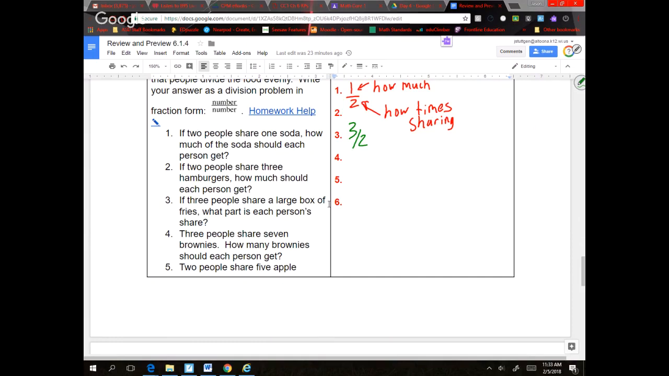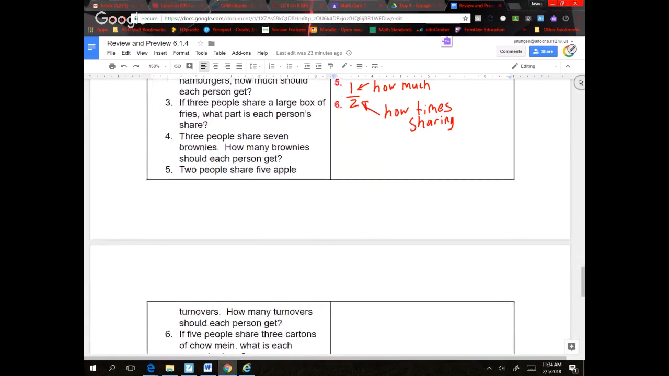Number 3, I have 1 large box of fries sharing with 3 people. 1 large box of fries, 3 people should be 1/3. Number 4, 3 people share 7 brownies. So number 4, there are 7 brownies and 3 people, which is the same as 2 1/3. Next one, I'm going to have to scroll down for number 5. Can't quite see it. So I'll leave that up there as an example.